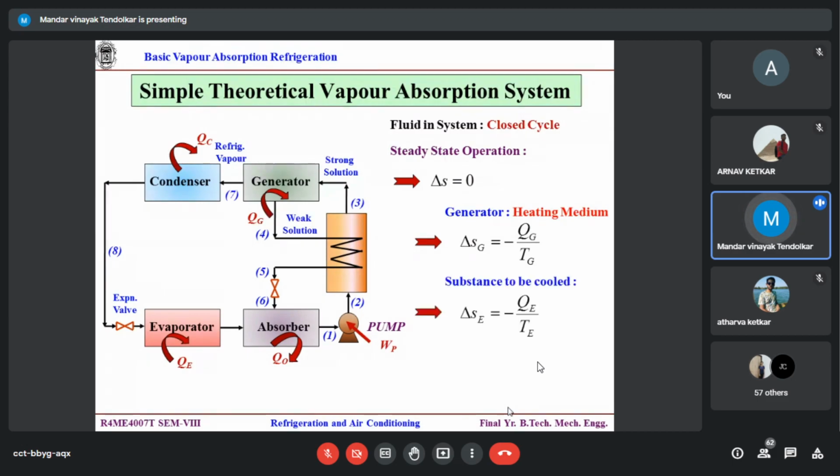Whereas that is the undesired effect. Correct? Substance to be cooled. There also it is absorbing the heat. So minus QE by TE. Evaporator, no? Then absorber. Here we are rejecting the heat. So plus Q naught by T naught. Right?